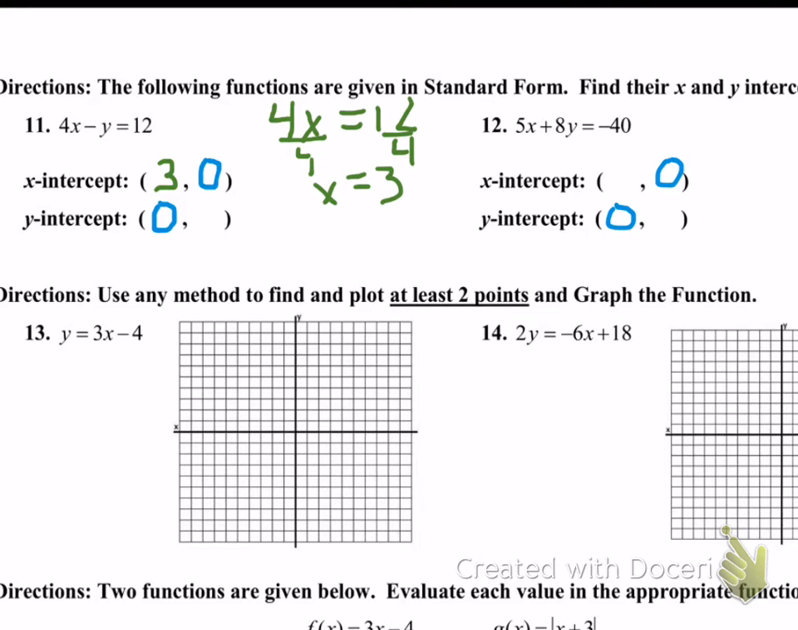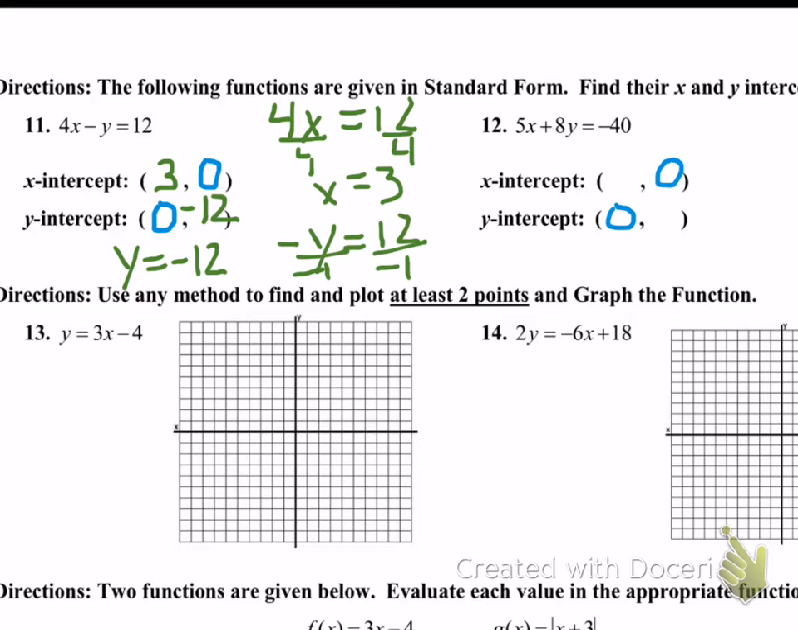I can repeat the process for my y now. 4 times 0 is going to be 0. That's going to leave me negative y equals 12. I'm going to divide by negative 1. And I get y equals negative 12.